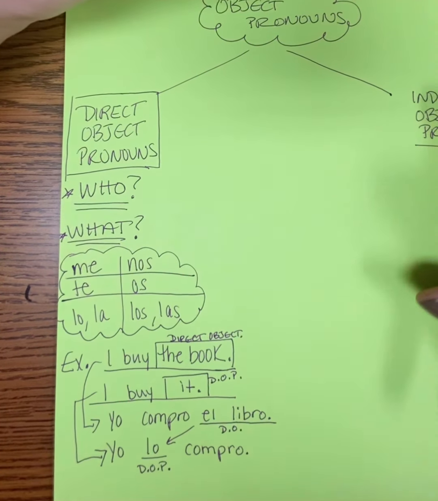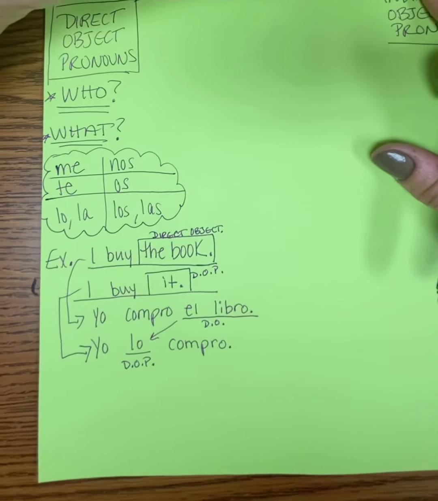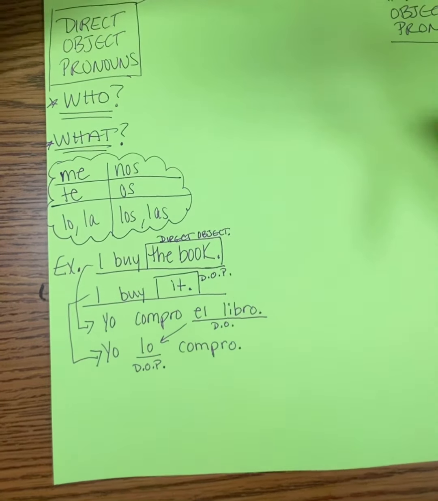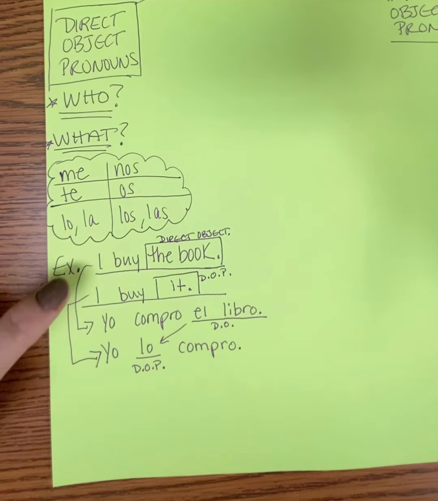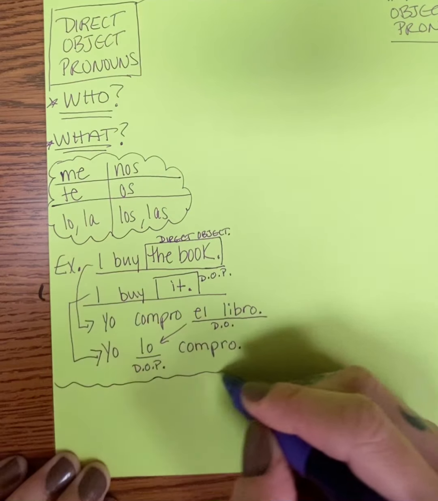Another example, remember that object pronouns can answer the question who. So we just did an example of what, right? I buy the book, what do I buy? Let's do a very quick example of who.